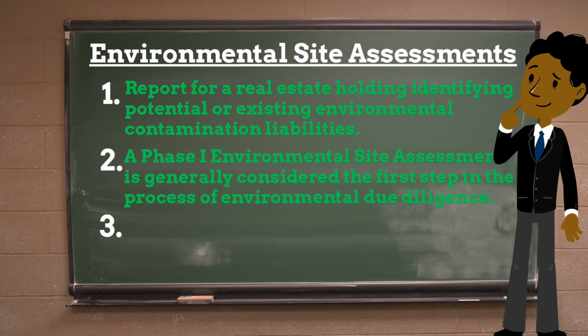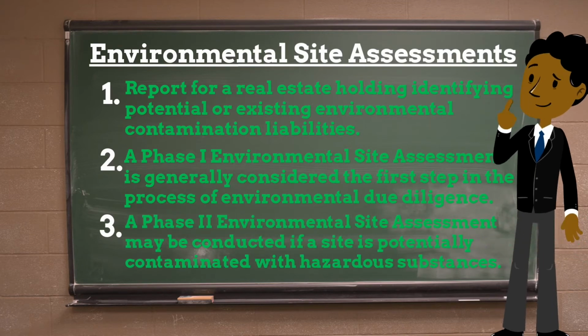The actual sampling of soil, air, groundwater, and/or building materials is typically not conducted during a Phase 1 environmental site assessment, or ESA for short. The Phase 1 ESA is generally considered the first step in the process of environmental due diligence. Standards for performing a Phase 1 ESA have been promulgated by the U.S. EPA and are based in part on ASTM standard E1527-13.